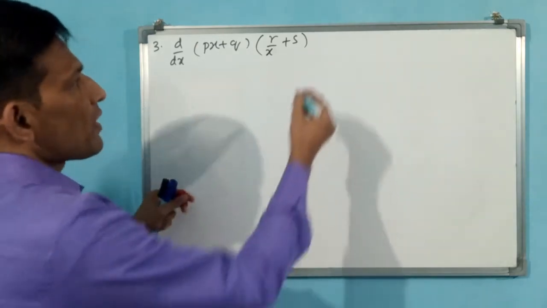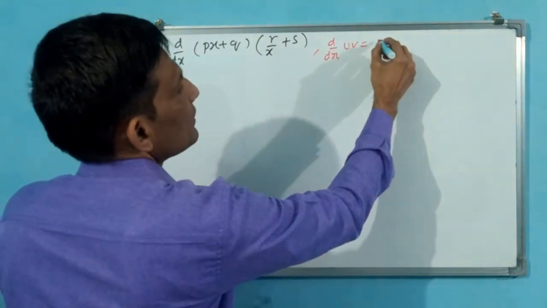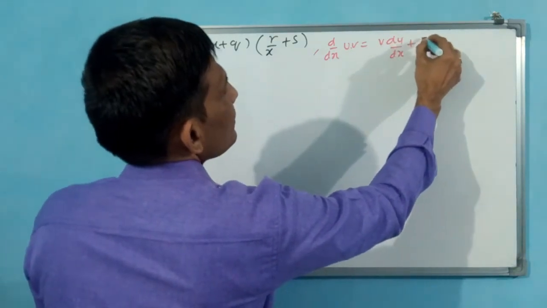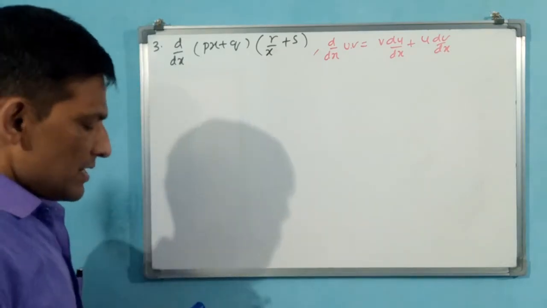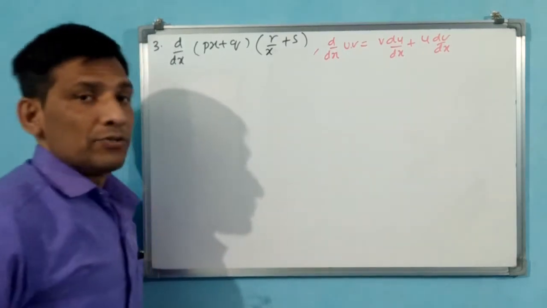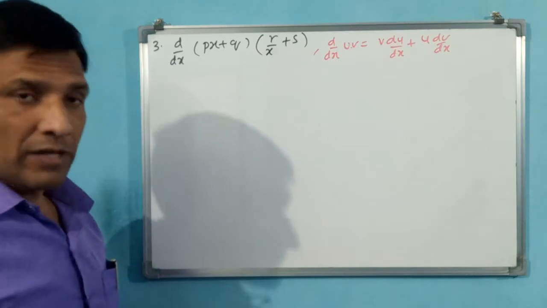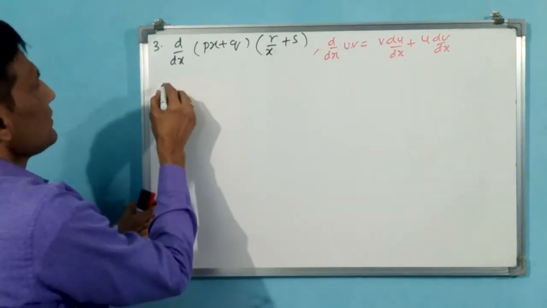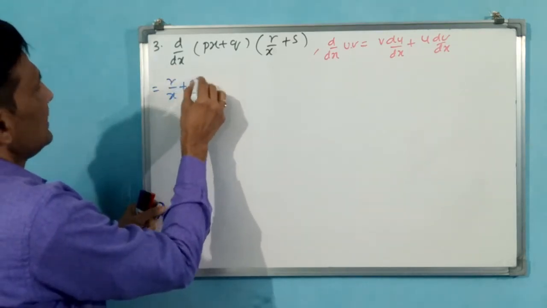The d by dx of u into v formula, you write first. d by dx of uv is equal to u into v... v du by dx plus u dv by dx. That's all. Why? Because multiplication is there. You substitute by the same formula. Okay? You substitute as per this formula. What is going to happen, observe carefully. v here, directly now you can write, is r by x plus s. Okay.